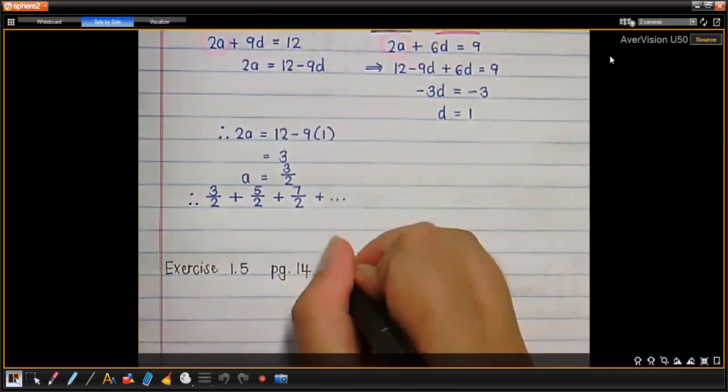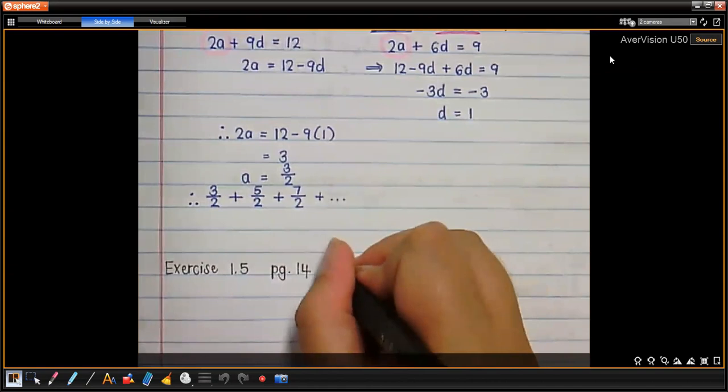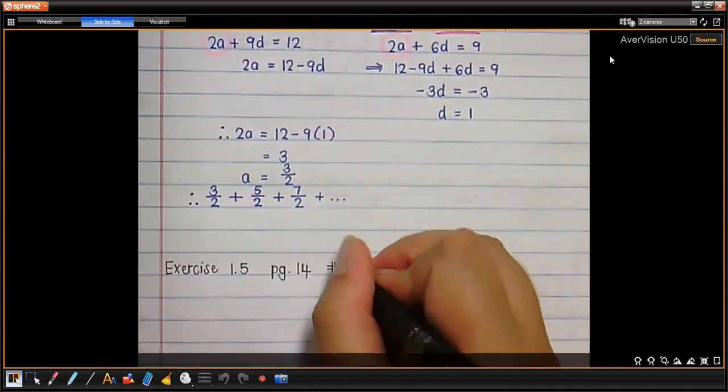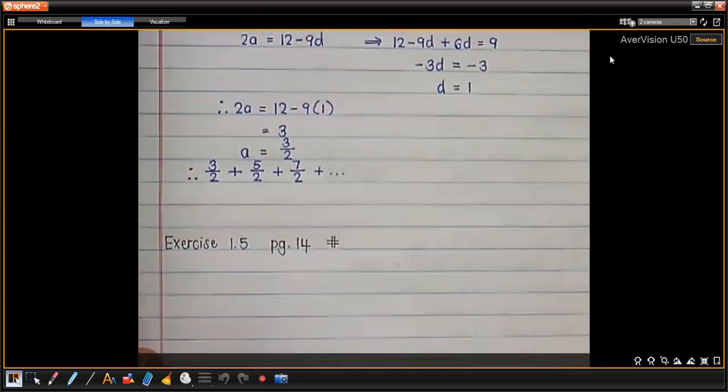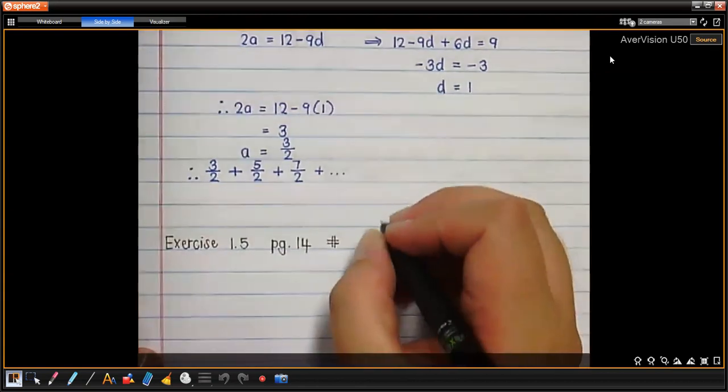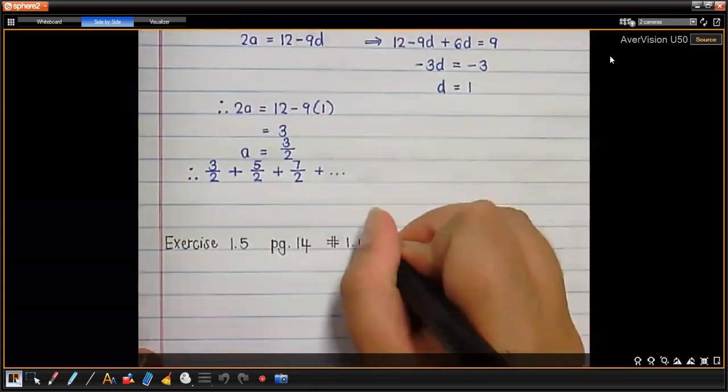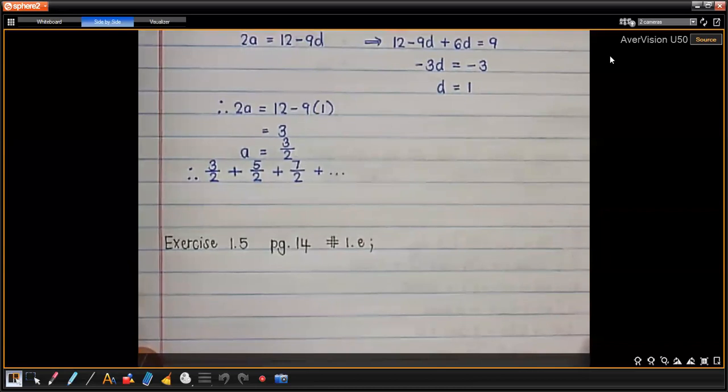Now guys, for number 1, they say evaluate the sum. They basically just mean find the sum. I don't know why they use the word evaluate, but if they say evaluate, they just want the actual sum. So I want you just to do 1E, that's just practicing using the actual formula.